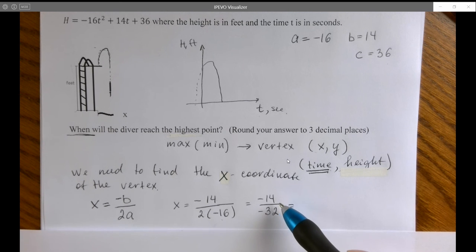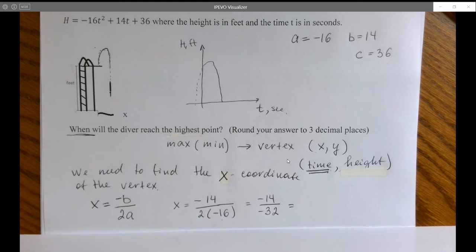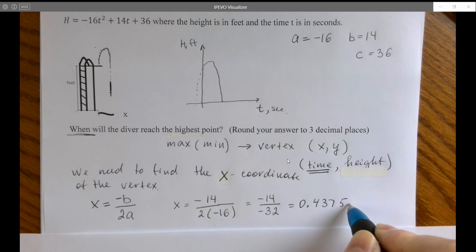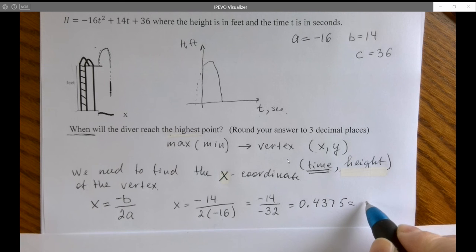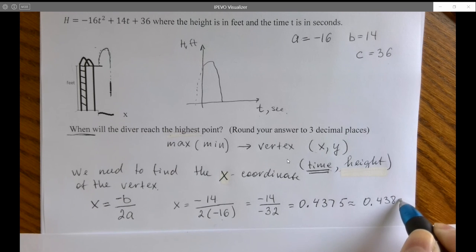Don't skip this step. You will eliminate a lot of mistakes if you keep this step, and the final answer will be 0.4375. And if you round it to 3 decimal places, it will be 0.438 seconds. It means in 0.438 seconds, the diver will reach the highest point.